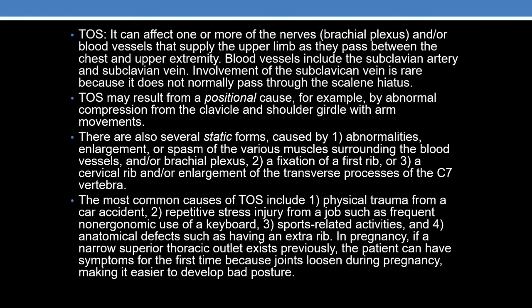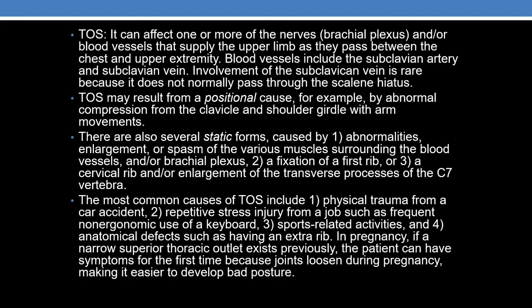In fact, the subclavian vein typically passes on top of the clavicle and does not pass underneath the clavicle, between the clavicle and the first rib. Now, thoracic outlet syndrome may result from a positional cause, for example, by abnormal compression from the clavicle and the shoulder girdle with various types and repetitions of arm movements. There are also several static forms or static causes of thoracic outlet syndromes.